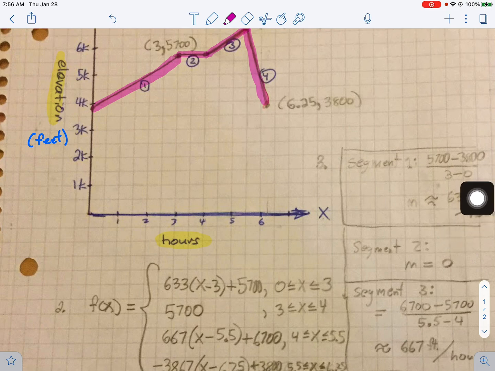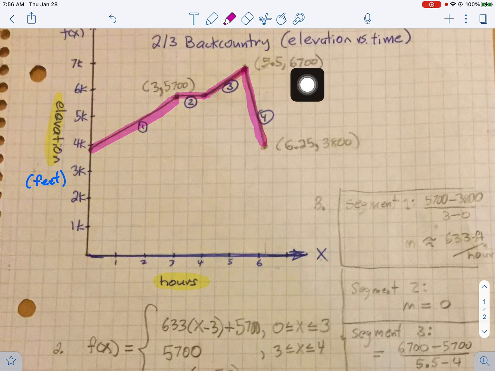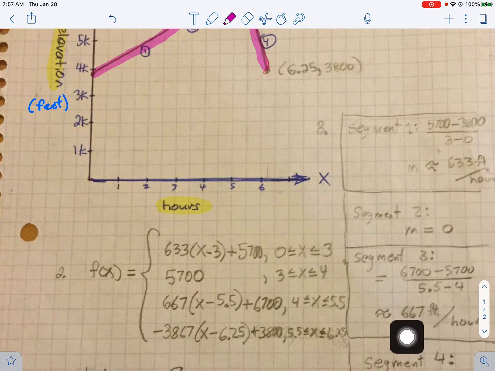The third part of it, you can see, is the change in y from 4,700 to 5,700. It's 1,000 feet, and 5.5 to 4, it's 1.5 hours. So there you can see it's approximately 667, rounding it to the nearest foot, per hour. So the slope is 667. The point is at 5.5, 6,700, so it's x minus that plus that. It's from 4 to 5.5 hours.